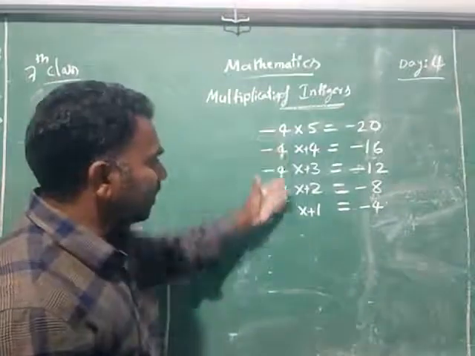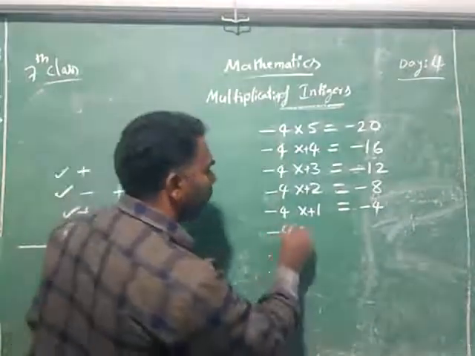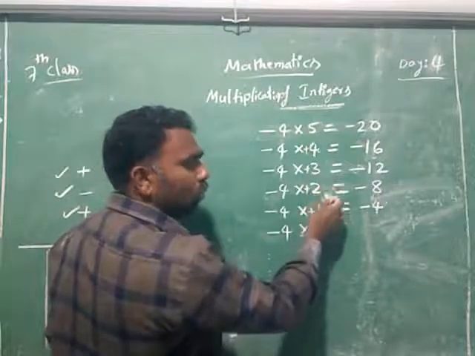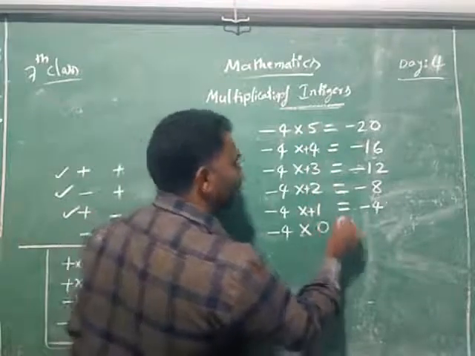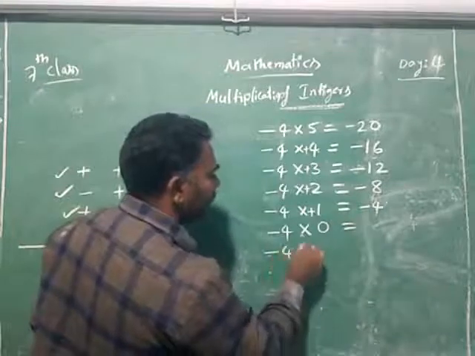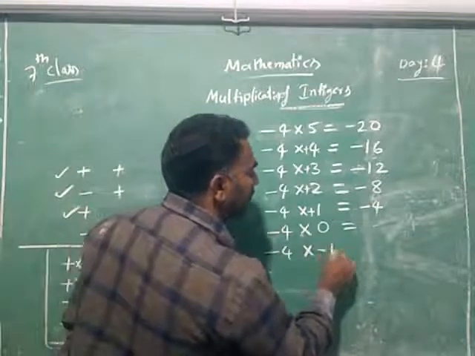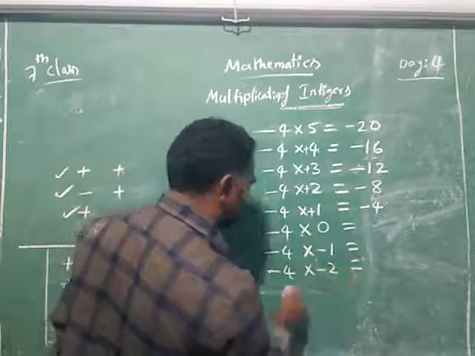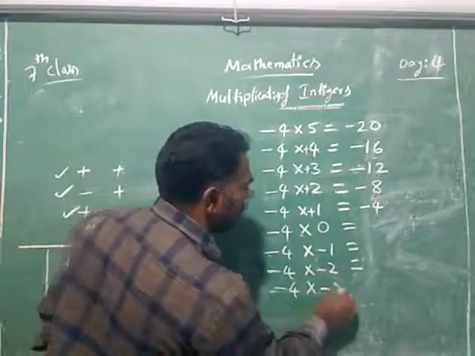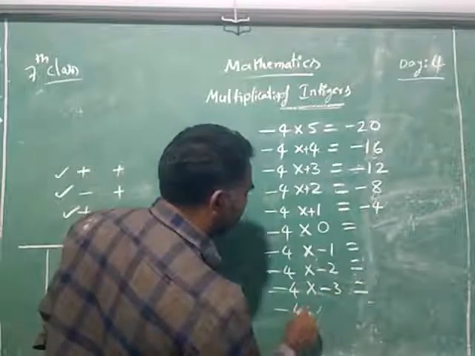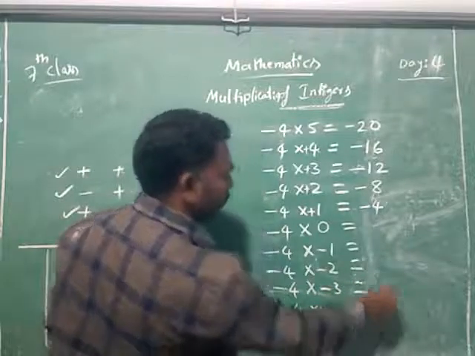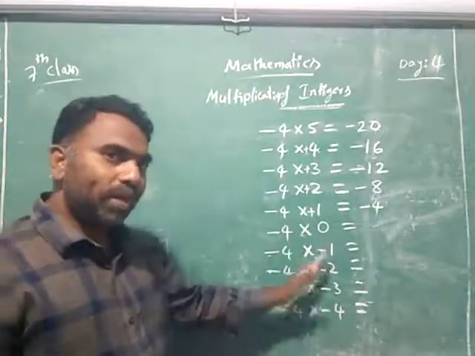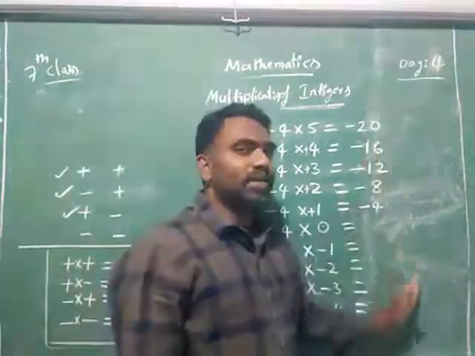Now I will continue the sequence in the questions. How? This is minus 4 into 5, 4, 3, 2, 1, next 0. Next, minus 4 into 0, next minus 4 into minus 1. Next, minus 4 into minus 2. Minus 4 into minus 3. Minus 4 into minus 4. So I followed the sequence in the questions, then the answer also will follow the sequence.